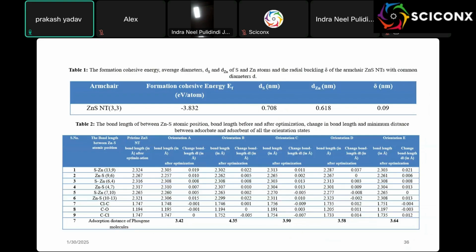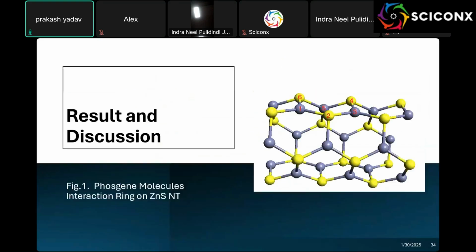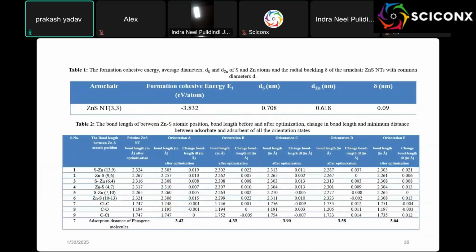And the diameter of this nanotube, sorry, sulfur to sulfur atoms is 0.7 nanometers, and zinc to zinc atoms is 0.6 nanometers. And there is buckling. You can clearly see in the nanostructure there is buckling in the nanotube, and the buckling is 0.09 nanometer.